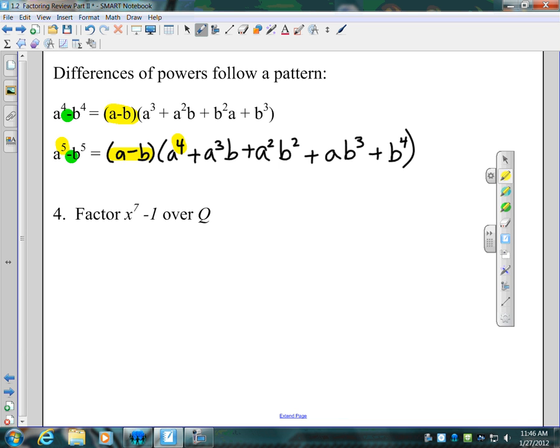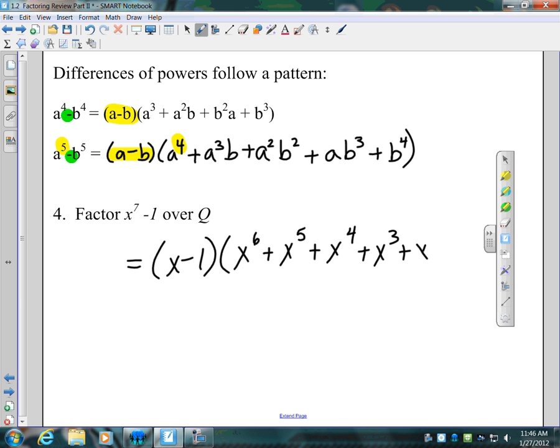And most of your questions will be like number 4 here, where you have just an x and a 1. And so when I want to factor that, the first term will be x minus 1, and then x to the 6th times 1 to the power 0. And then you have plus x to the power 5 times 1 to the power 1, and so on. All these 1s will just be equal to 1, so I'm not going to bother writing them down. 1 to any power is just going to be itself. And that's going to be your answer.